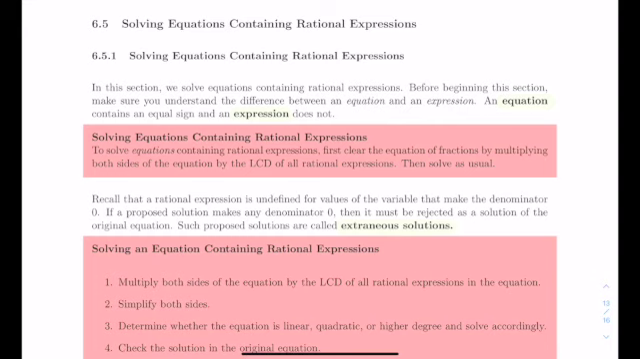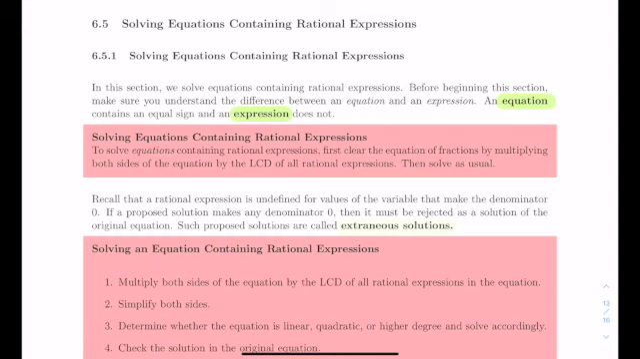In section 6.5, we're solving equations containing rational expressions. In this section, we will solve equations containing rational expressions. Before beginning, make sure you understand the difference between an equation and an expression. An equation contains an equal sign, whereas an expression does not. That is the only thing that is different between an equation and an expression.